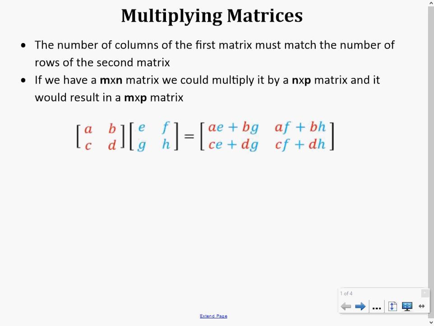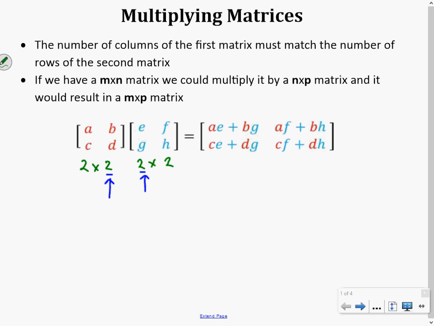So the first requirement is that the number of columns in the first matrix must match the number of rows in the second matrix. So let's look at the example that we have down below. We have a 2 by 2 matrix, okay, 2 rows, 2 columns, being multiplied by another 2 by 2 matrix. Okay, these dimensions, the columns of the first matrix, have to match the rows in the second matrix in order for multiplication to be possible.